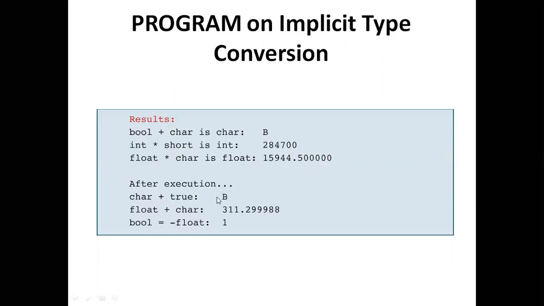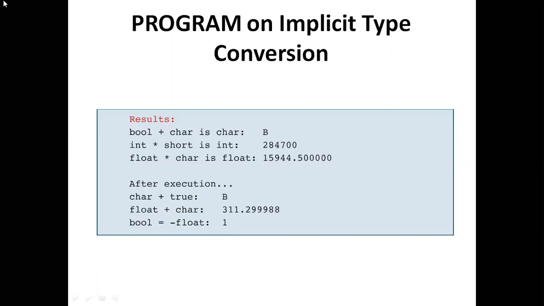Character plus true is displaying a character value. Float plus is displaying a floating point value. Here we are assigning the floating point value to the boolean, so we are demoting. Here it is displaying 1. Depending on the system, it is going to display the value. If you want to display the proper value, we need to use explicit typecasting.